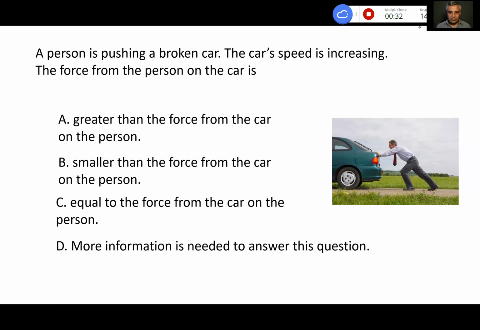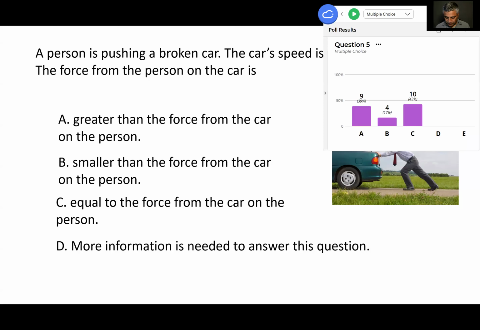30 more seconds. And 5 more seconds. 5, 4, 3, 2, 1, and it stops. Okay, let's see how did we do here. So A and C are competing, and there is some B.